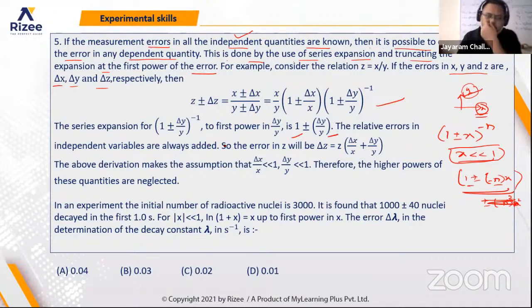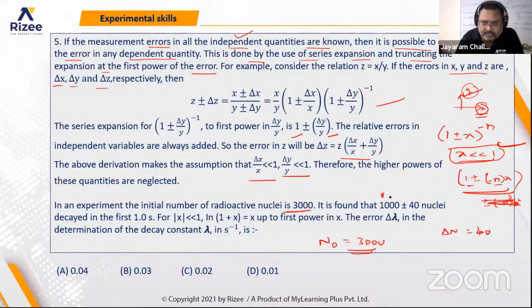Then the relative errors of the independent variables, so that delta z can be written like this. Okay, fine. He has given this in an experiment. The above derivation makes the assumption that, as I have mentioned here, this is very much less than one. So based upon that, he is dealing. In an experiment, the initial number of radioactive nuclei, so he is dealing with radioactivity, N naught is equal to 3000, sir, and it is found that 1000 plus or minus 40 nuclei decayed in the first 1 second. In the first 1 second, that is your delta N is equal to 40.